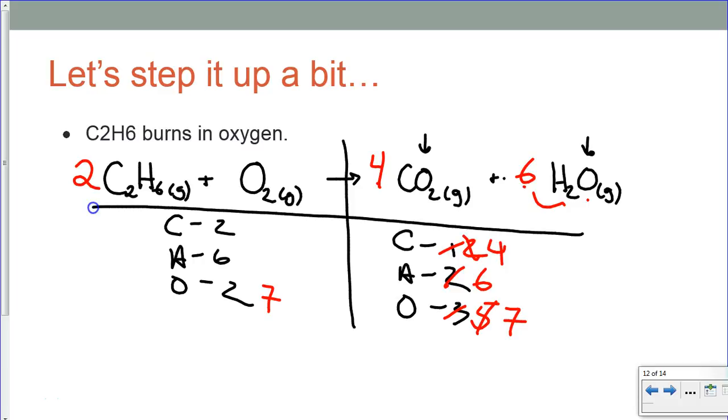So now we have 4. Okay, we have 12. Okay, now we have 4 times 2 is 8 plus 6 is 14. Perfect. Okay, now we need 14. We're moving on. Okay, and 14 divided by 2 is wonderful, 7. Okay, so now we are all balanced and ready to go.